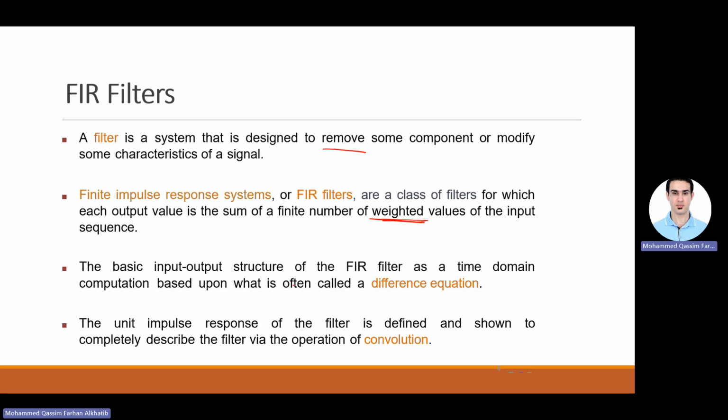So the basic input-output structure of the FIR filter is a time domain computation based upon what's called a difference equation. The difference equation is basically h of n, that's the impulse response, and it is represented by the difference equation. So the unit impulse response of the filter is defined and shown to be completely described by the filter via the convolution process. So this is some general information about FIR filters.